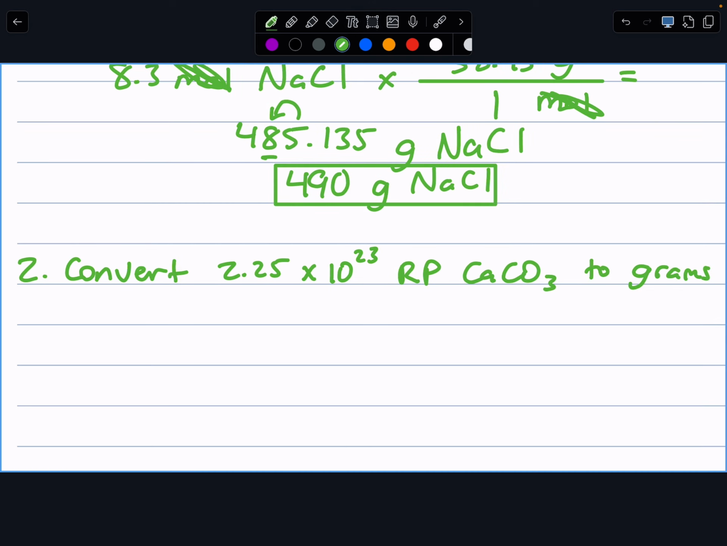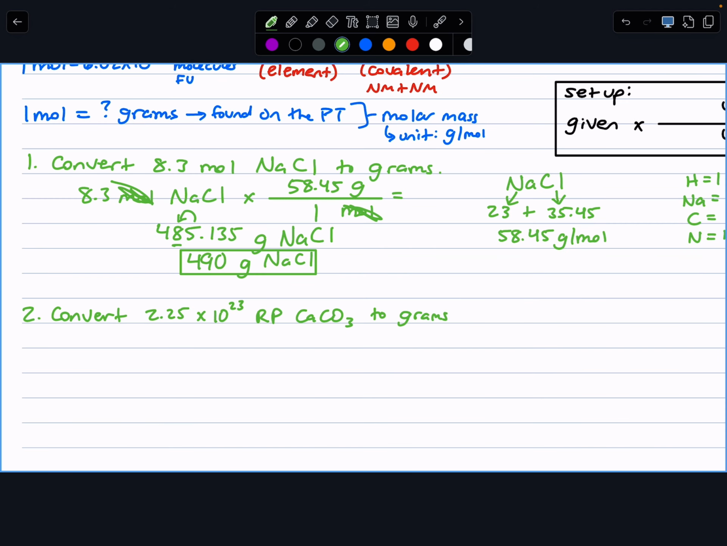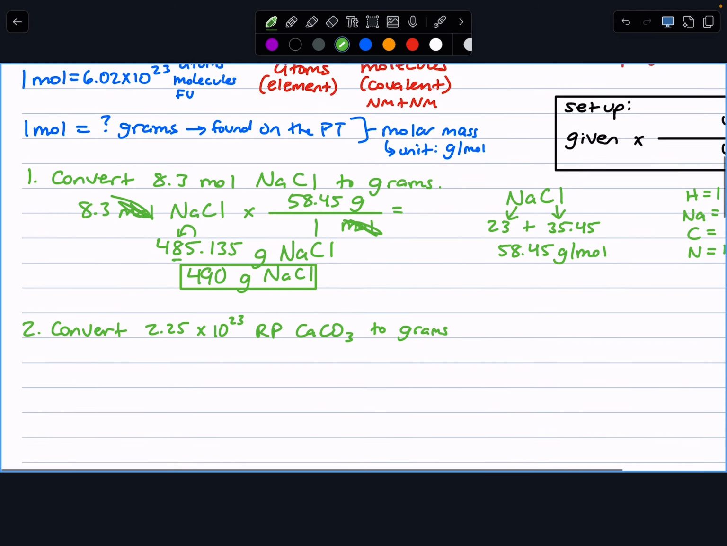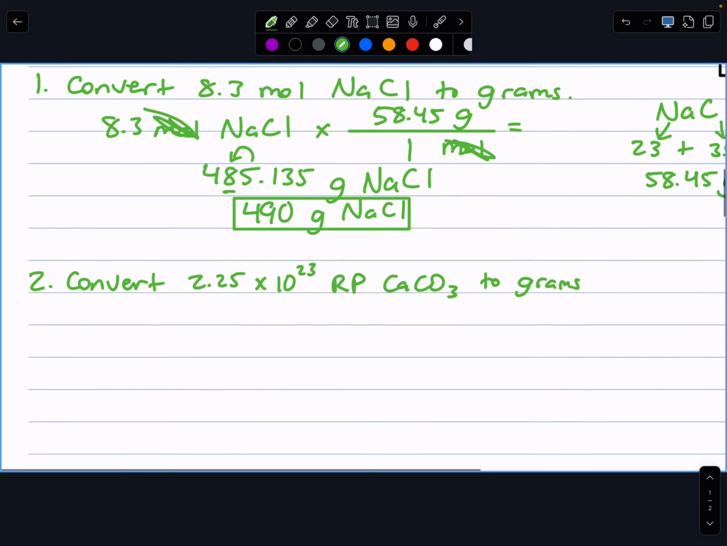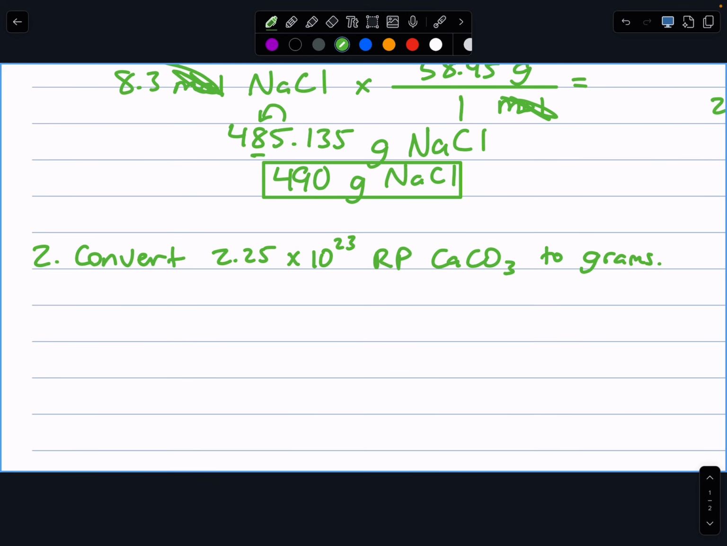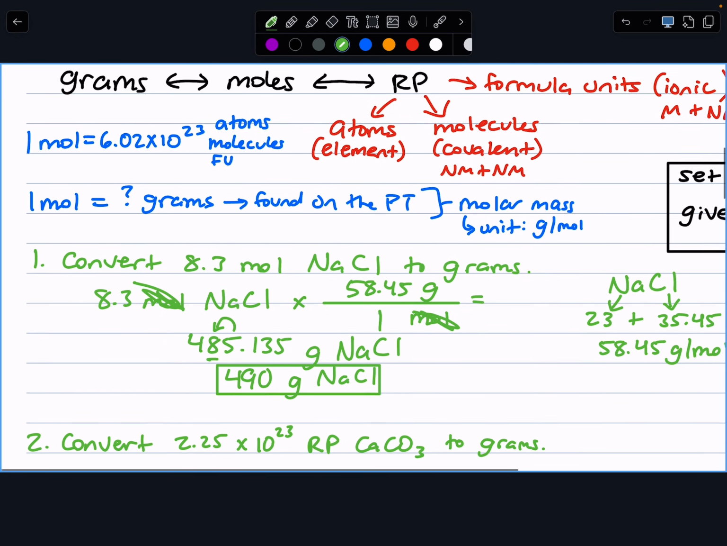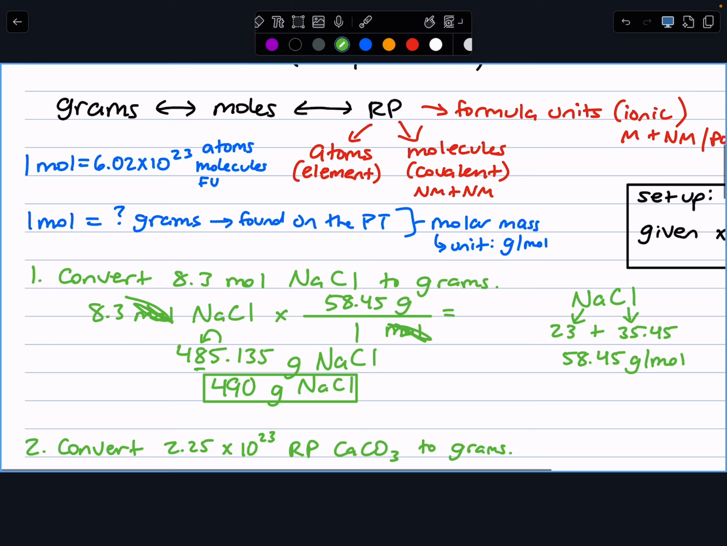Okay. Convert 2.25 times 10^23 representative particles of calcium carbonate to grams. Okay, first of all, again, let's look at my map real quick. Where am I starting? Beautiful. How many types of representative particles are there? Which one do you think I'll be using in this problem? How do you know that? Because there's a number.